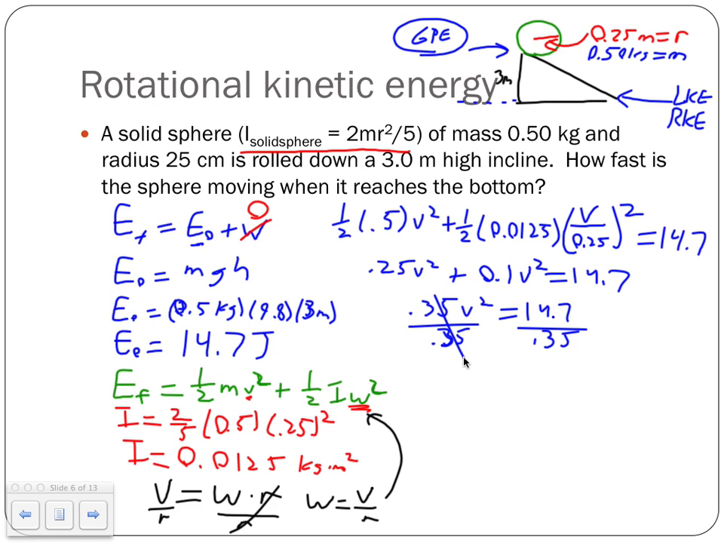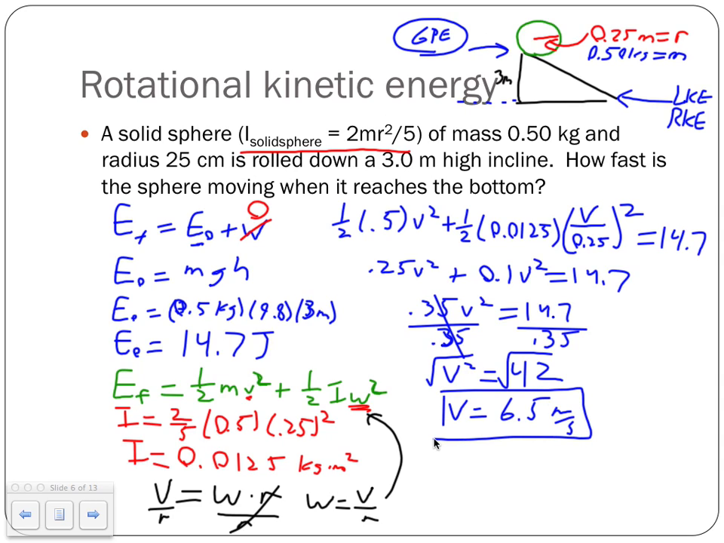0.35 cancels out over here. V squared, let's see, 14.7 divided by 0.35 comes out to be 42. And then square root of both sides here. And so the velocity ends up being about 6. Let's see, round this to 2 sig figs? Yeah, 2 sig figs. So 6.5 meters per second. And so that would be the speed of the ball when it gets to the bottom, if it's rotating.